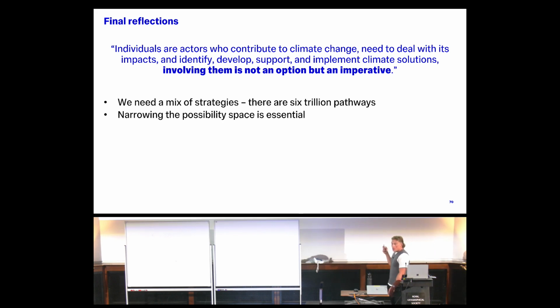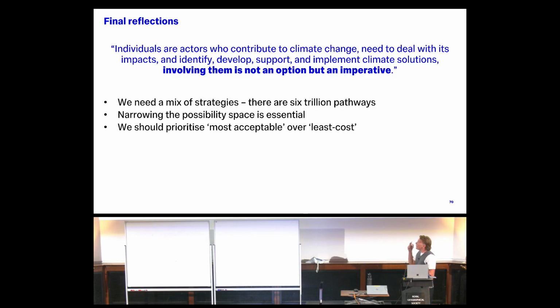Looking at cost alone and having the integrated assessment models help us decide has helped to narrow that possibility space, but it's still enormously wide. And so we need to narrow it further around the options that are most acceptable and not necessarily those that are least cost. Unless we bring everybody along, the transition is not going to happen.